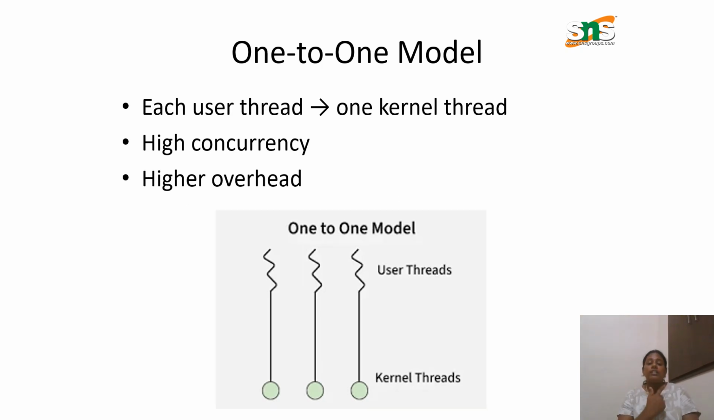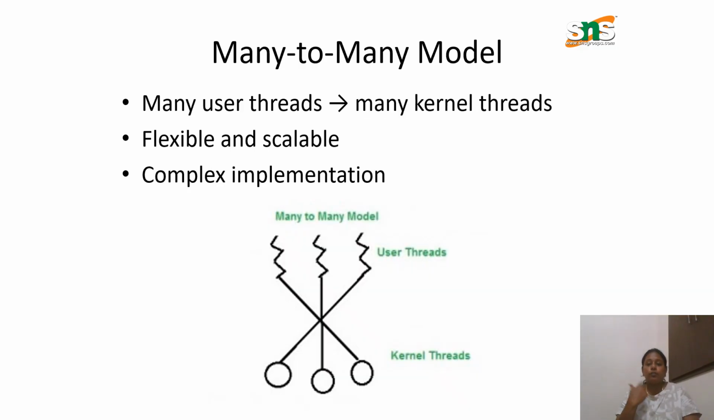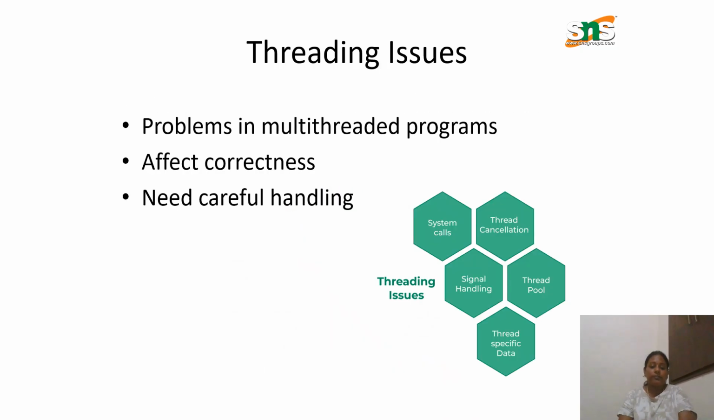And one to one means each user thread is connected with one kernel thread. It has high concurrency, but higher overhead. This is the one to one model. And the many to many model is many user threads connected with many kernel threads, flexible and scalable, but a complex implementation. This is the many to many model.